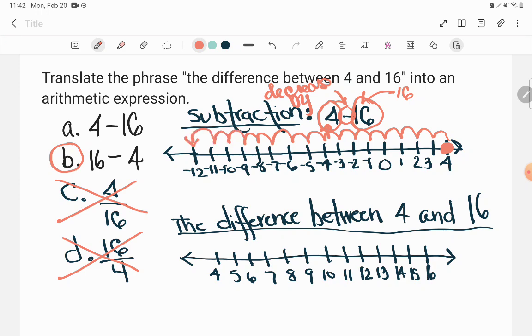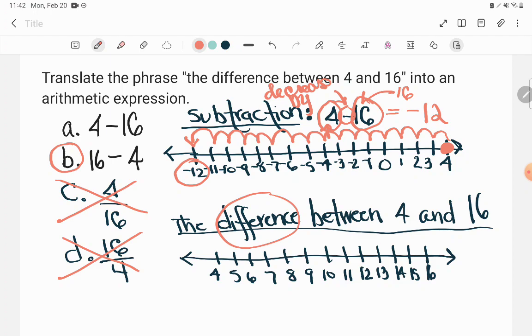And so what I ask when I say 4 minus 16 is if I start at 4 and I decrease by 16 jumps or 16 units, where am I going to end up? Well, of course, I'm going to end up at negative 12. And so yes, subtraction can have negative answers. However, if I say the difference between 4 and 16, I am not saying exactly the same as subtraction.